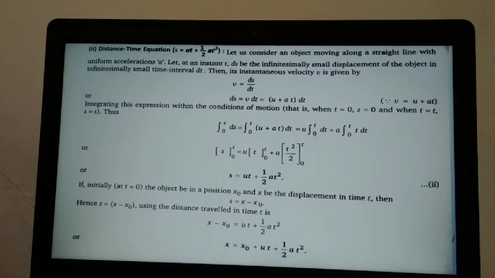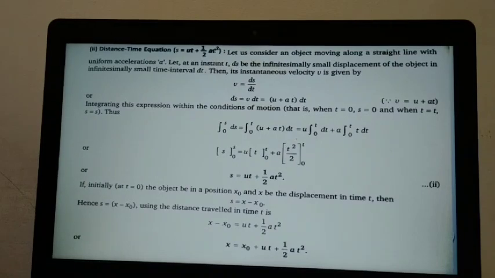Okay. So left hand side, when you are integrating ds, you are getting s. Integral ds will be s, and the limit from 0 to s, plus u into integral 0 to t dt. U remains there and integral dt will be t by applying the limit 0 to t, plus a into integral 0 to t t dt.